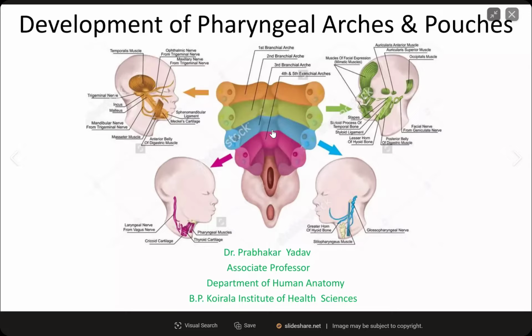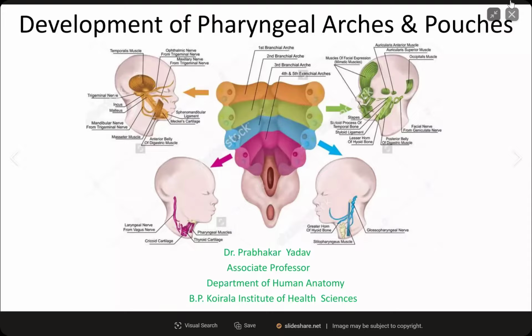And then this is the third branchial arch, and it forms the glossopharyngeal nerve, stylopharyngeus muscle, and greater horn of hyoid bone. Pretty simple. And then there's fourth and fifth branchial arches. They form the pharyngeal muscles. The fifth arch actually gets obliterated, and it's the sixth one that we have to memorize. So it forms the laryngeal nerve from the vagus nerve, the cricoid cartilage right here, and the pharyngeal muscles and thyroid cartilage.